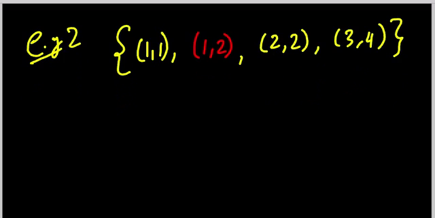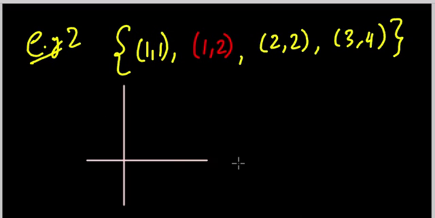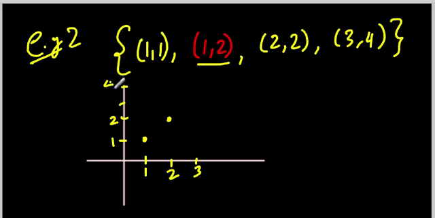Let's see how this looks. Here's (1, 1). Let me plot the others too. There's (2, 2), and then 3, and here's 4, and there we go. And now I'm going to plot this red one, (1, 2).